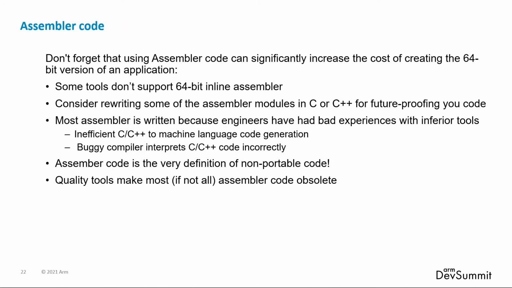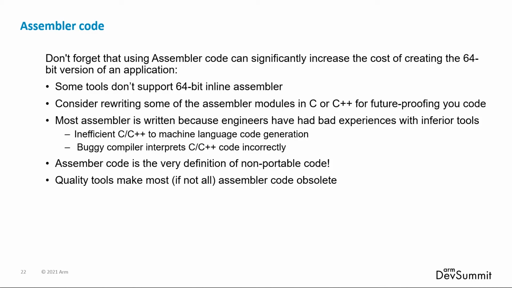And don't forget that using a large amount of assembler code can significantly increase the cost of porting to the 64-bit version of an application. Some tools don't even support 64-bit inline assembler code. Of course, it's good practice to try to minimize assembly code, both inline and in separate source files, as much as possible. Consider rewriting some of the assembler modules in C or C++ for future-proofing your code.